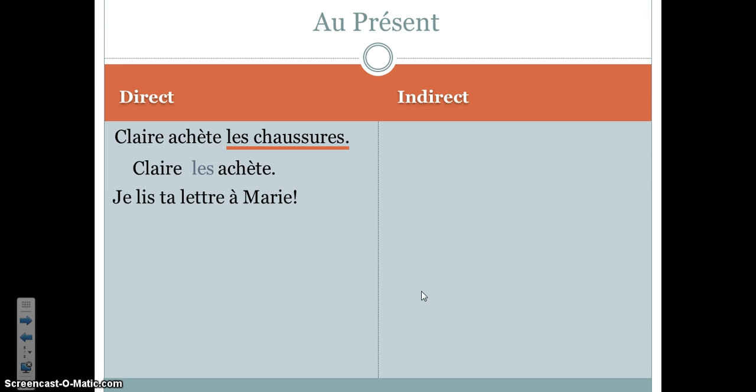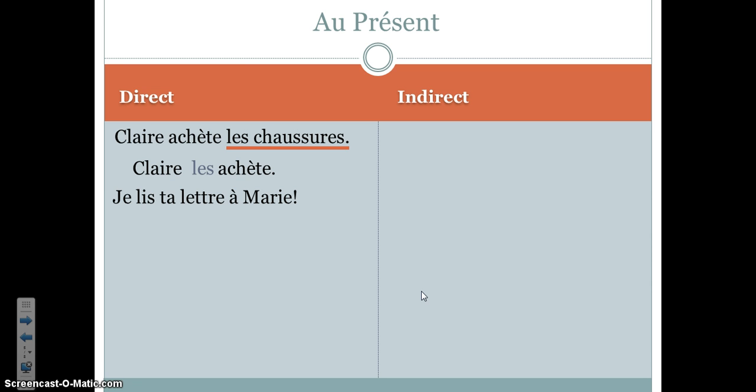I want you to see, keep looking at that. Claire les achète. And we see that the les is in front. Okay. Notice I didn't use il or elle as a subject pronoun because the shoes aren't buying. Claire is buying. And what is Claire buying? The shoes. She's buying them. Claire les achète.